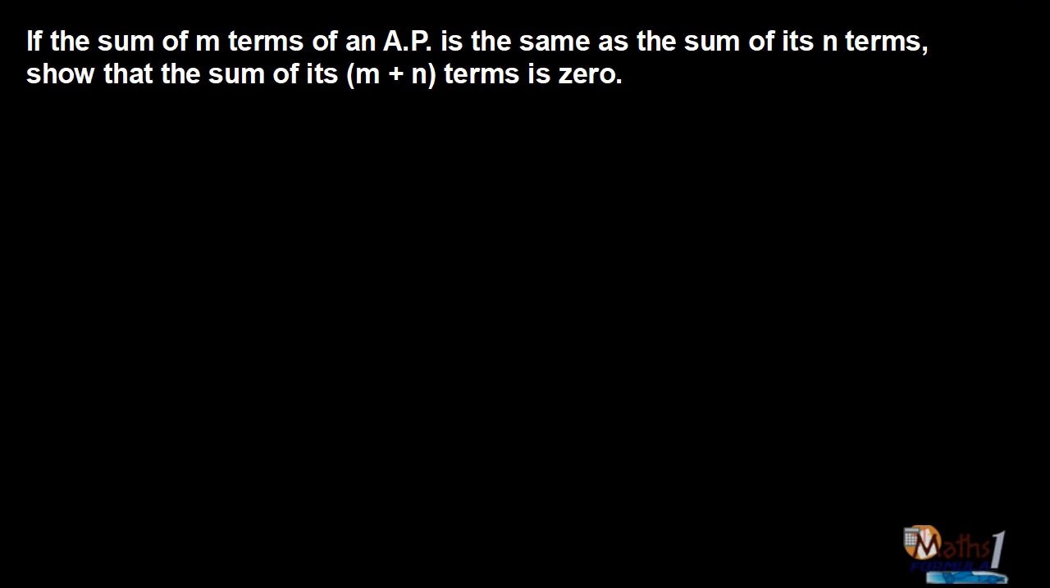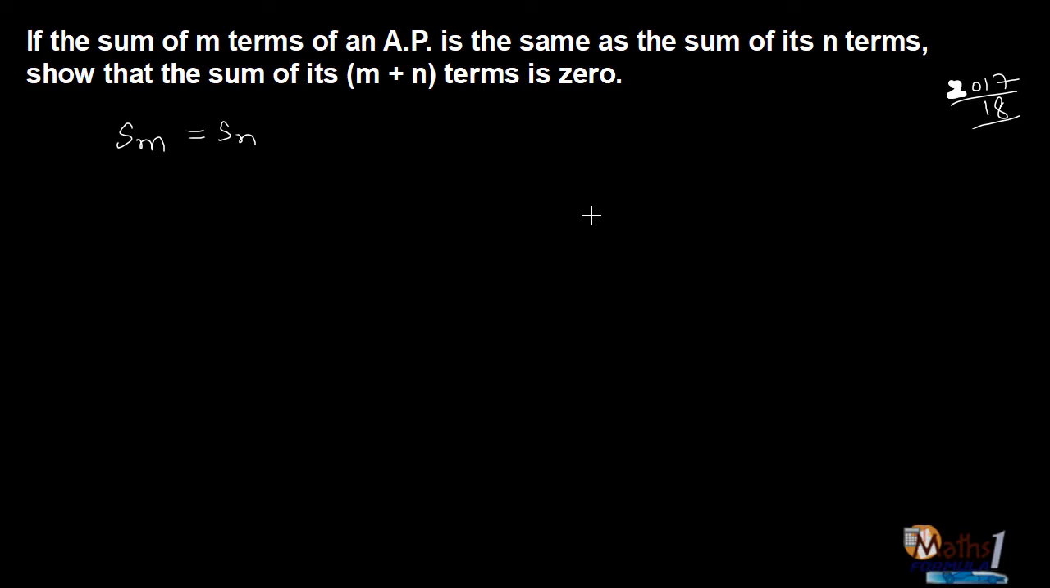Question from arithmetic progression, which is AP. This is one of the question paper questions, I think from 2017 or 2018. What it says is the sum of m terms of an AP is the same as the sum of its n terms. So the sum of m terms is equal to the sum of n terms. That's what they have given.